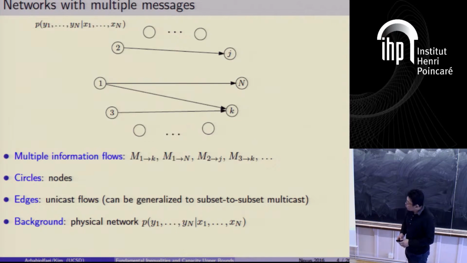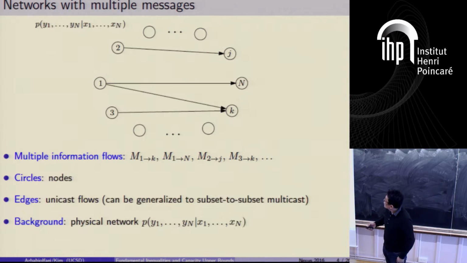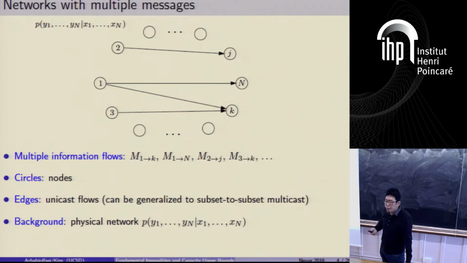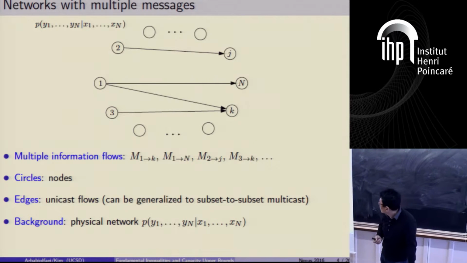And now when you have a background channel, what I'm going to do is put the channel into the background, and I'm just going to look at the flows using this graph. So there are, say, n nodes, right? And there are edges which represent the flows.